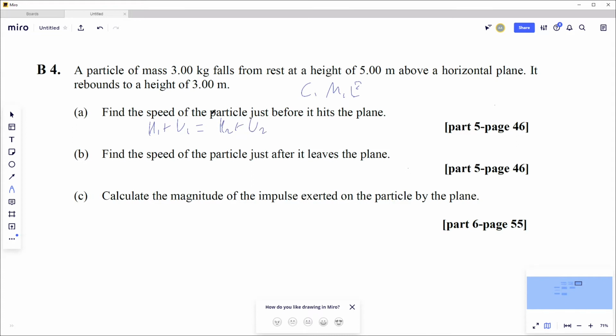We're talking about the speed just before it hits the plane. So what is 1 and what's 2? What are these states? I call them states. So k1 and u1 are at the state where the ball is about to fall, when you drop it for the first millisecond, you can say. u2 or k2, these are situated when you're just before hitting the plane.